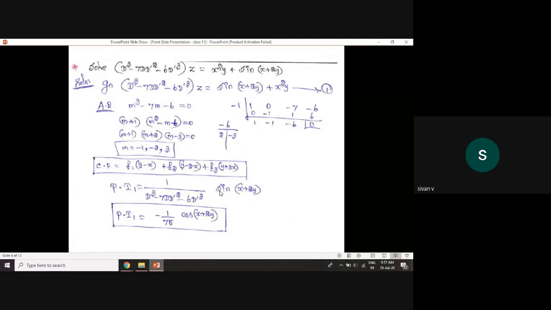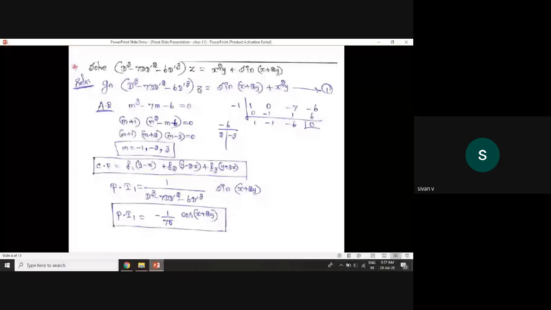What can we do here? This will be a little easier. We complete this first. Normally, this is the given problem: d cube minus 7d d dash square minus 6 d dash cube of z equal to sin of x plus 2y plus x square y. This is considered as the equation.